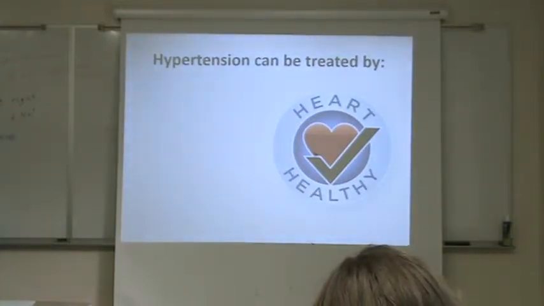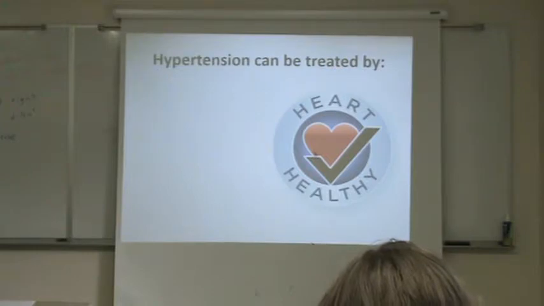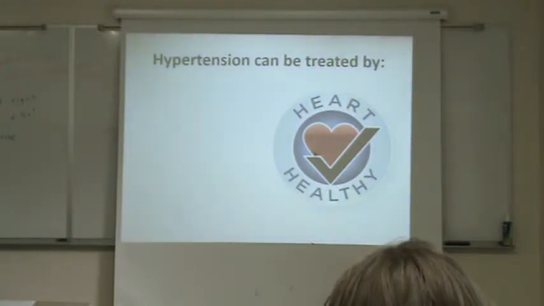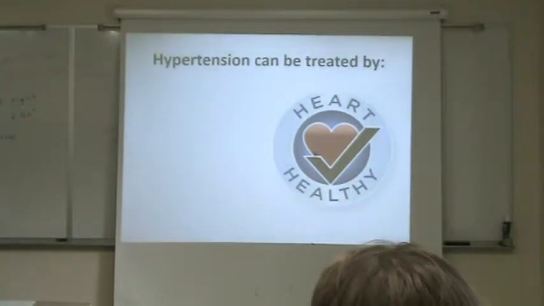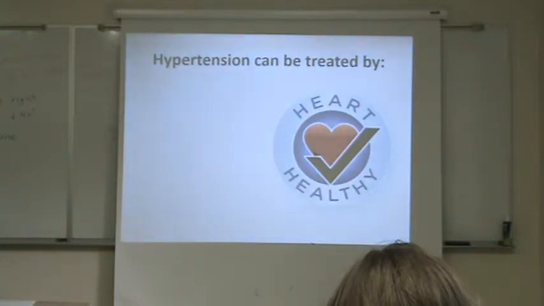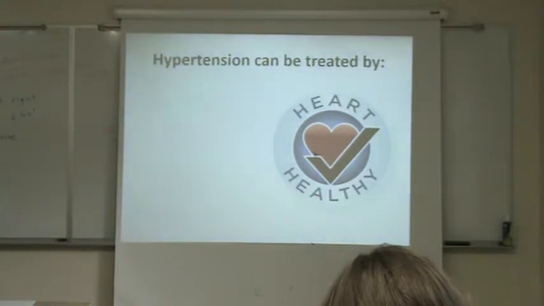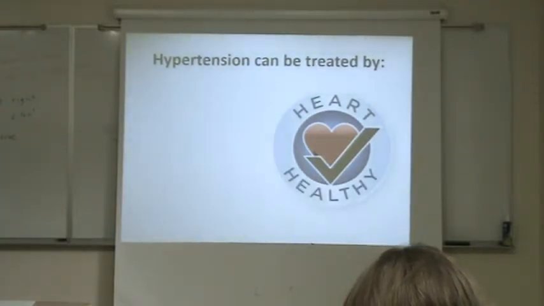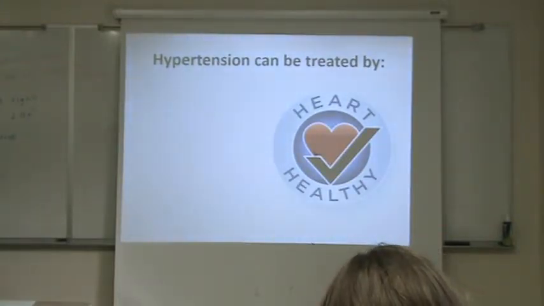Exercise. Does that seem counterintuitive? When you exercise, your heart gets more efficient, and it also stretches and makes your blood vessels a little more stretchy. So that's where exercise comes in. You don't want to overdo it. People with dangerously high hypertension should medicate first, get it down to a stable level, and then ramp up exercise more slowly.